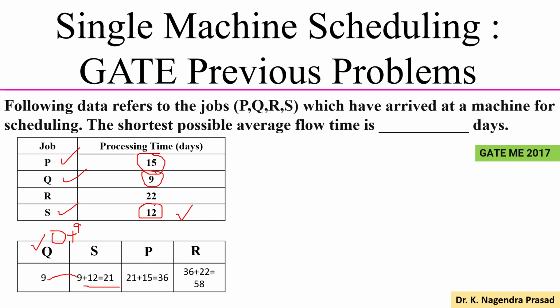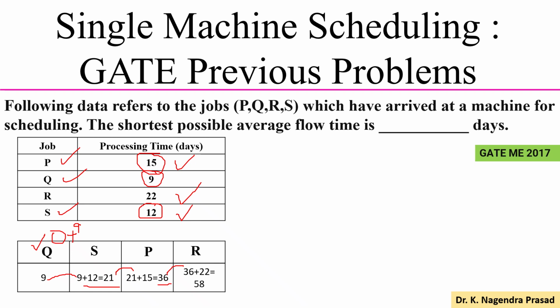Next for the job P, flow time is the previous job flow time plus processing time, that is 21 plus 15, which is equal to 36. Next for the job R, flow time is the previous job flow time plus processing time, that is 36 plus 22, which is equal to 58.